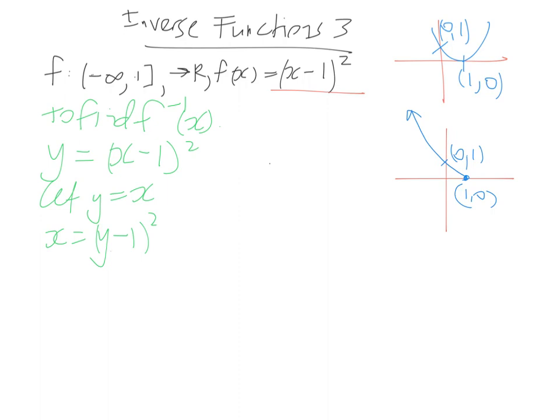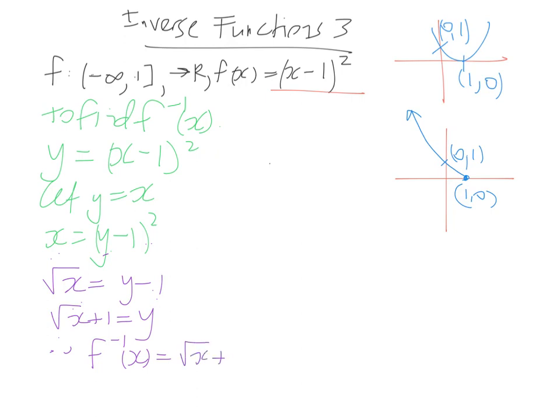So we're solving for y, take the square root of both sides. Square root of x equals y minus 1. We add 1 to both sides. So square root of x plus 1 equals y. So therefore, f negative 1 of x equals the square root of x plus 1.